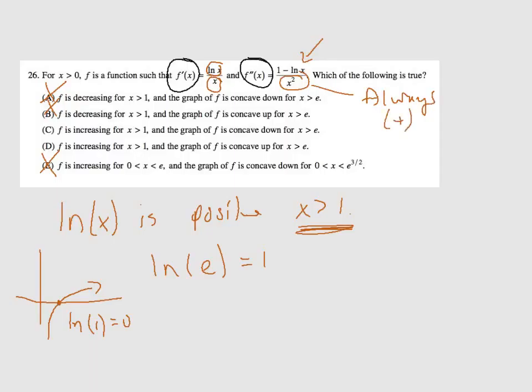Now, x squared on the bottom is always positive. Anything squared is always positive. So really, let's look at this. Concave down when x is greater than e, and that's true. C is the right answer here, because if I picked a big number here, that's going to make my ln bigger than 1. I'm going to have 1 minus something bigger than 1. It's going to give me a negative number, which is going to be concave down.